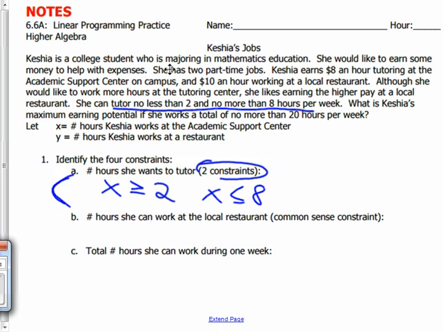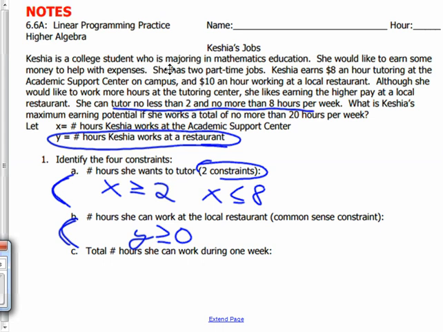The next part here, the number of hours she can work at the local restaurant. Common sense constraint. What's the common sense one? And this is tutoring or restauranting. And therefore it's Y. Y is what? Common sense. Greater than or equal to 0. She could work 0 hours at the restaurant. Does it say that she has to work a certain number of hours at the restaurant? There are jobs like that. Doesn't say though. Okay. Total hours she can work during 1 week.